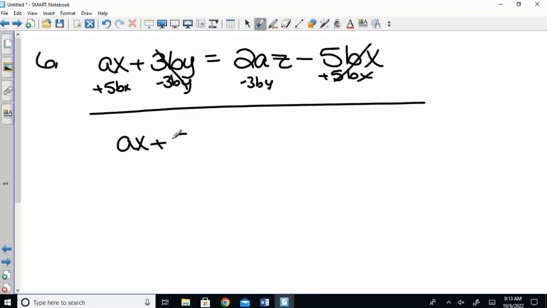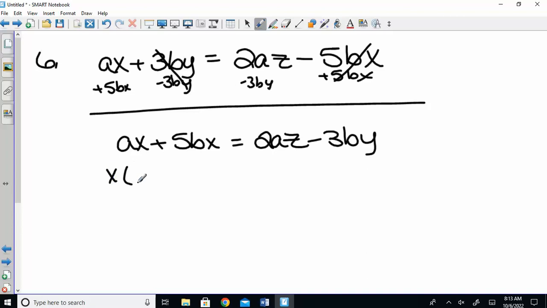So we have ax plus 5bx equals 2az minus 3by. These both have an x, but they're not like terms because the other variables don't match, so I can't actually add them together. What do we have to do instead? Or a common denominator. Or a common, take out x. Yeah, greatest common factor. If we take out the x, then you have a plus 5b left.